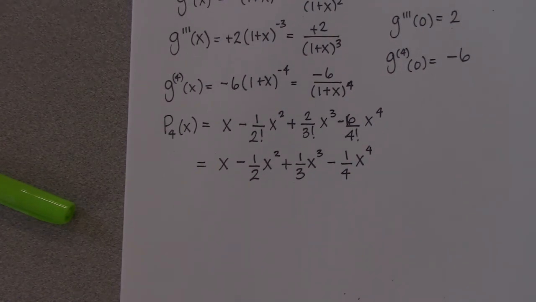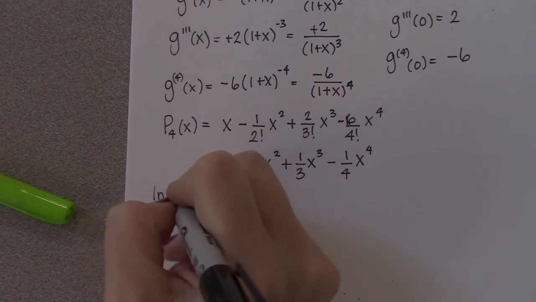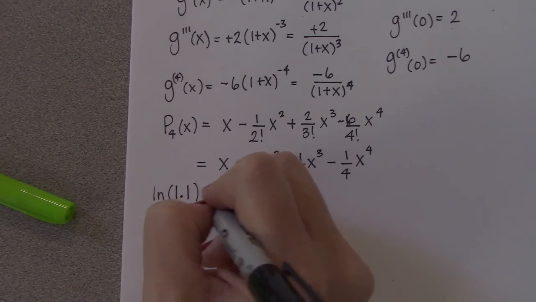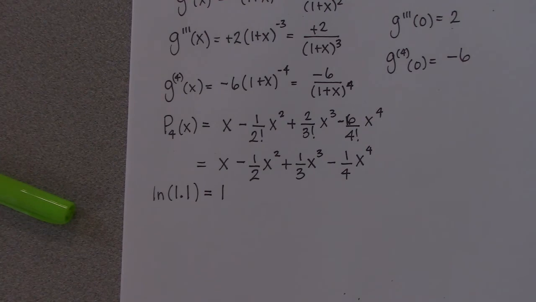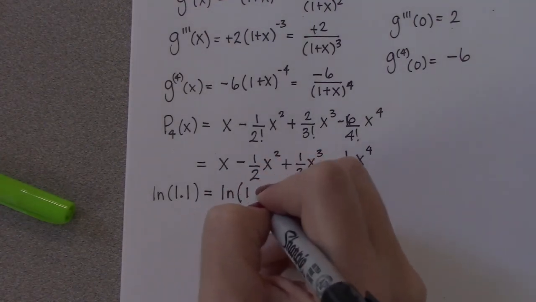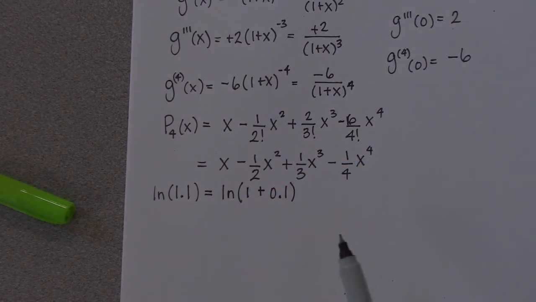And the reason you want to simplify it down is if you're actually going to use this to estimate values, trying to type factorials in your calculator and trying to deal with that can be a pain. Plus we can see it simplifying down. So if we want to use this to approximate ln of 1.1, well, remember our original function was ln of 1 plus x. So really what we have here is ln of 1 plus 0.1. So do I want to plug 1.1 or 0.1 into my polynomial?